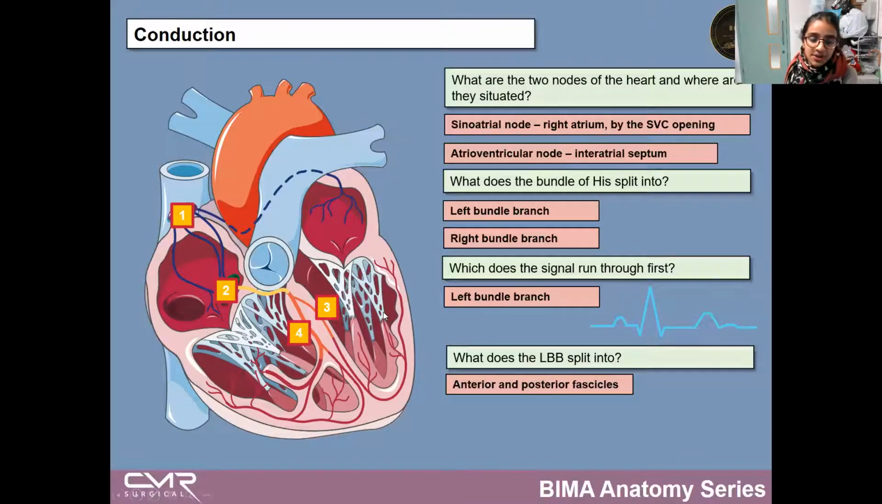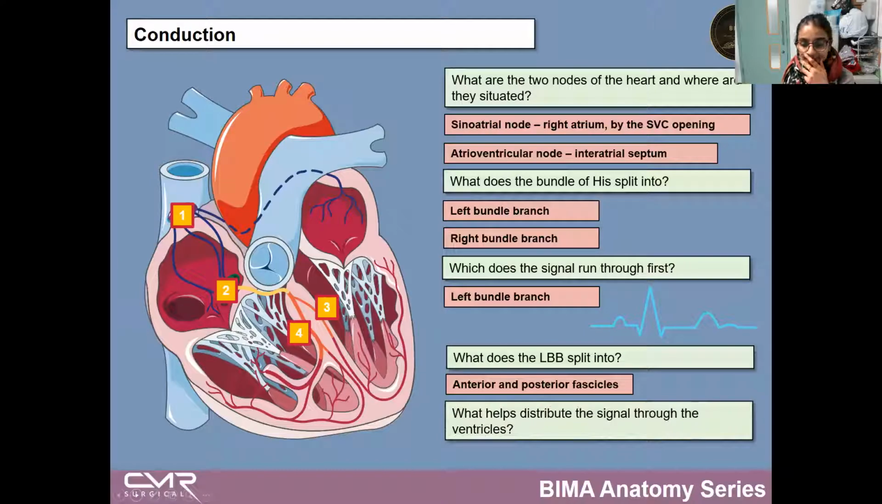So we've got your anterior and posterior fascicles. And in ECGs and the heart block, if you've ever heard of trifascicular block, this is what it means. It's affecting your left bundle, which is made of your anterior and posterior fascicles, as well as your right bundle. So in total, the 3 bundles, 3 fascicles.